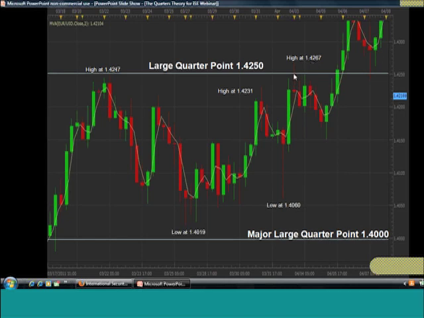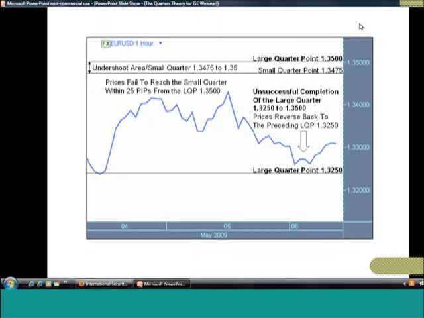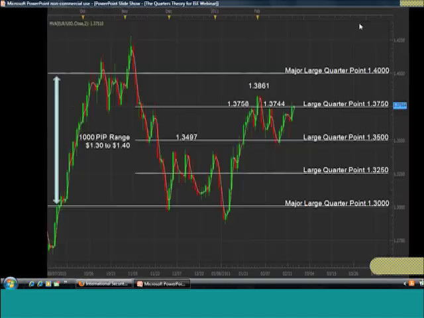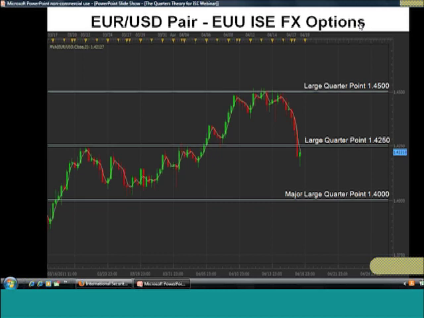And then, of course, if there are more attempts, the likelihood of a breakout after an overshoot increases. But on the first attempt, what we see is just a little bit of inertia, prices overshooting the large quarter point. They overshoot by 17 pips in this example, above the large quarter point at 1.4250. They reverse a little bit, and then it is the second attempt that actually produces the decisive breakout right here, where we get to see prices really entering at that point the next large quarter between 1.4250 and 1.45.